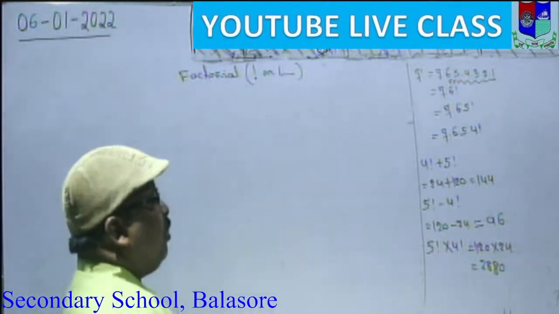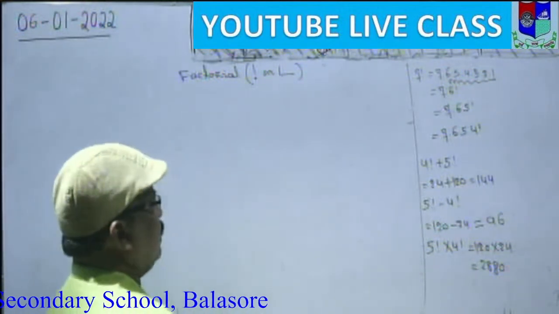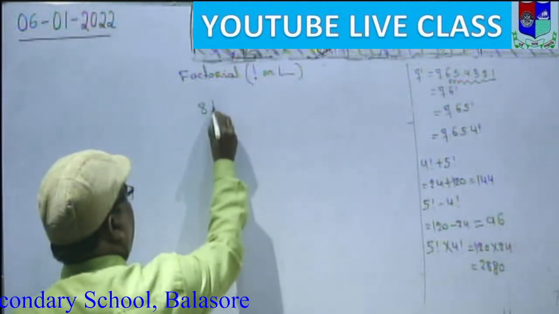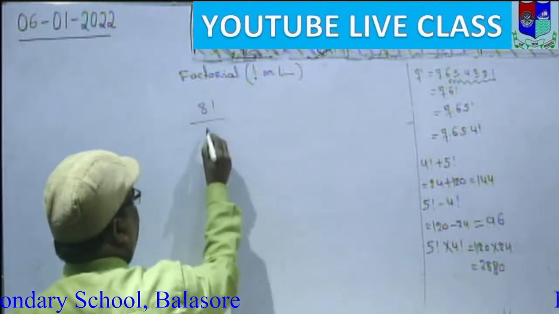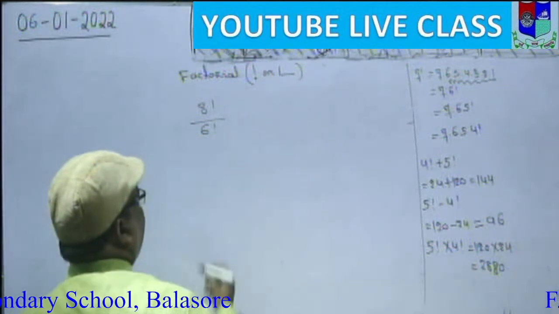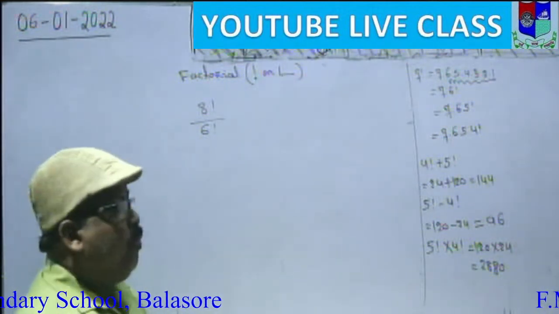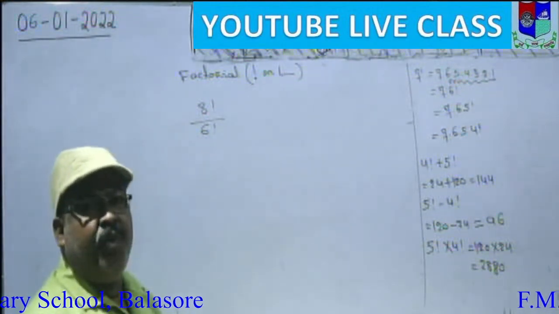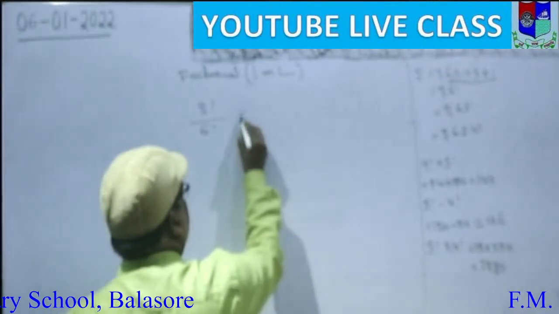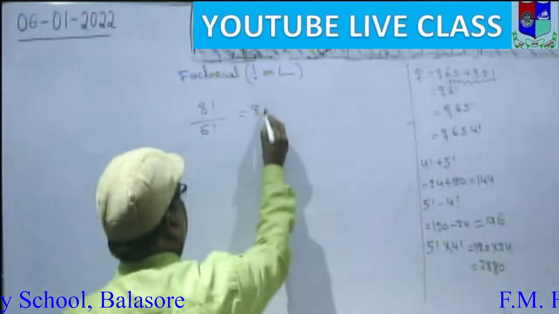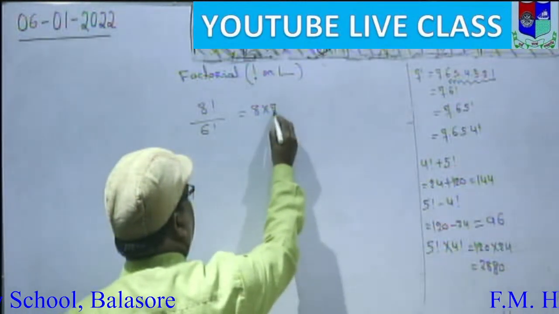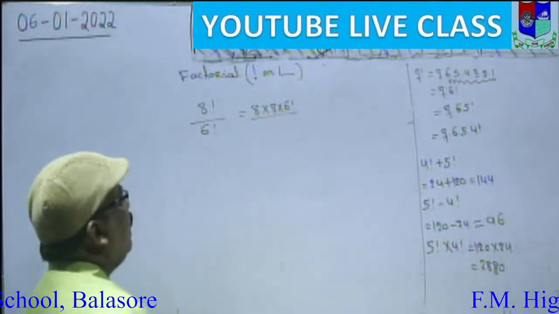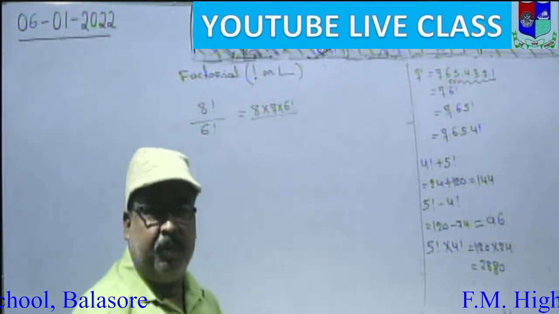In this division, we use this reduction process, that is, suppose we want to divide 8 factorial with 6 factorial. How can we divide? We do not multiply from 1 to 8, but we can reduce this, like 8 into 7 into 6 factorial. We can reduce this 8 factorial up to 6 factorial.